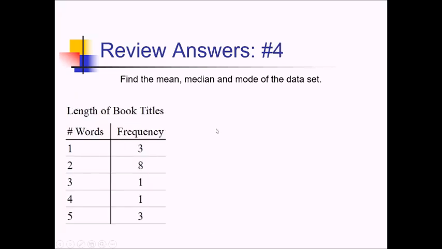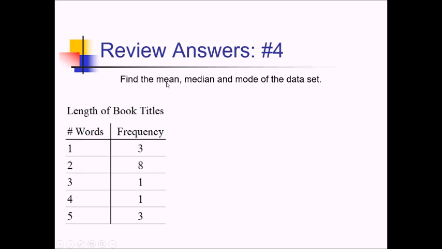For this problem, we're trying to apply mean, median, and mode to a frequency table. So this table apparently is dealing with length of book titles. So we've got all these different books represented by the frequency here. If you added all these together, it would give you all the number of books that you have. And then we have the number of words per book.